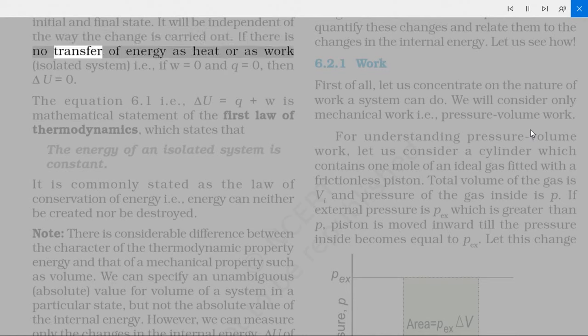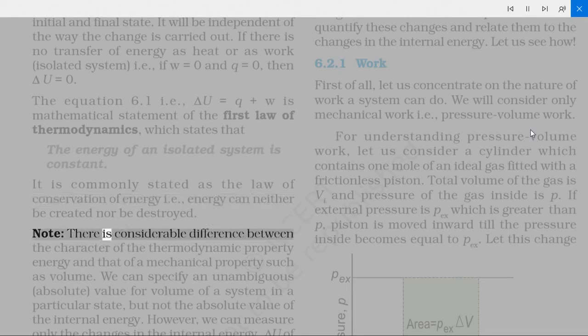If there is no transfer of energy as heat or as work, isolated system, i.e., if w = 0 and q = 0, then ΔU = 0. The equation 6.1, i.e., ΔU = q + w, is the mathematical statement of the first law of thermodynamics, which states that the energy of an isolated system is constant. It is commonly stated as the law of conservation of energy, i.e., energy can neither be created nor be destroyed.